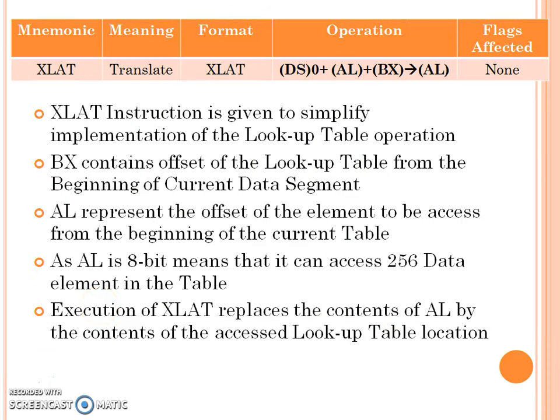Next instruction is XLAT instruction, which means that we need to translate the addresses. The XLAT instruction is given to simplify the implementation of the lookup table operation. BX contains the offset of the lookup table from the beginning of the current data segment. AL represents the offset of the element to be accessed from the beginning of the current table. As AL is 8 bits, it can access 256 data elements in the table.